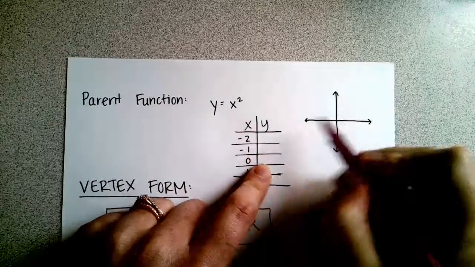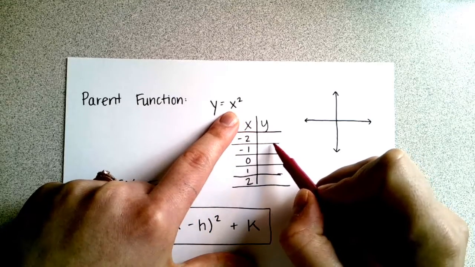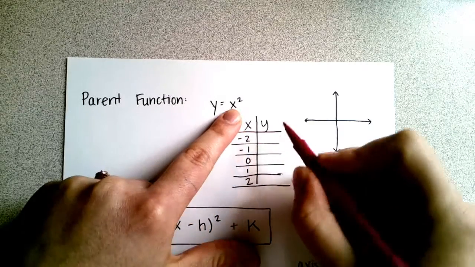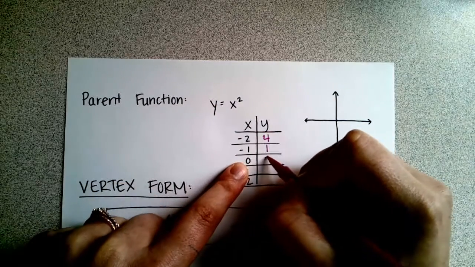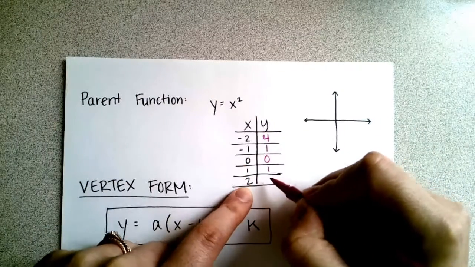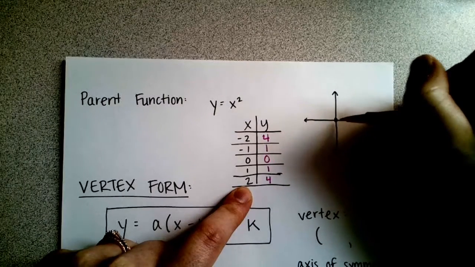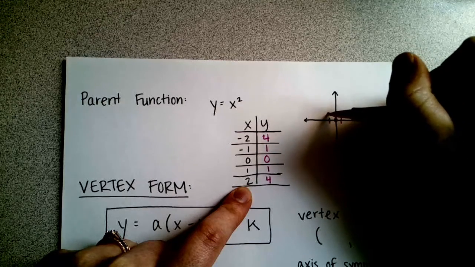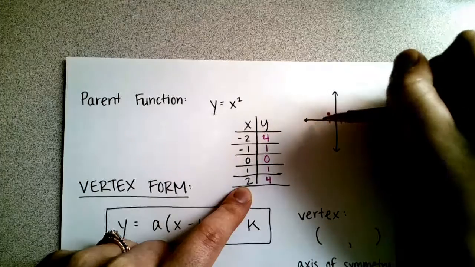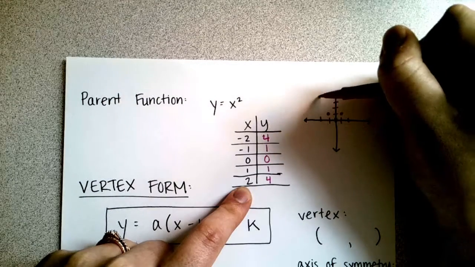To find the values that we graph, we just plug each of these values into our function to find the y values. So -2 squared is 4, -1 squared is 1, 0 squared is 0, 1 squared is 1, and 2 squared is 4. So then when we graph that, we get (0, 0), (1, 1), (-1, 1), (2, 4), and (-2, 4).